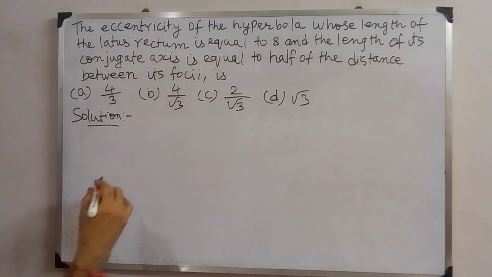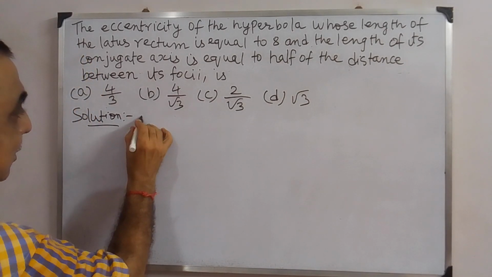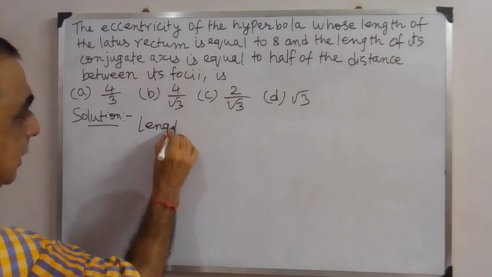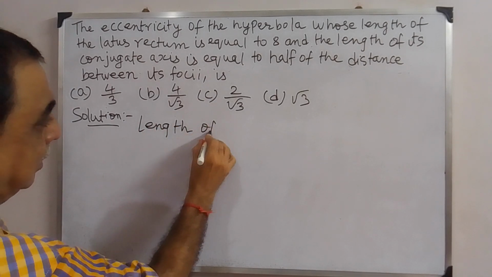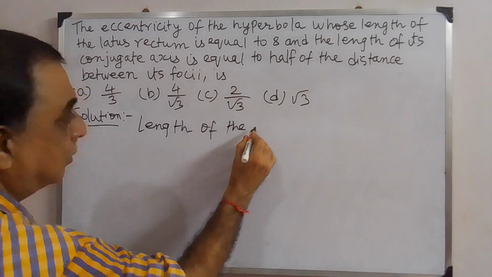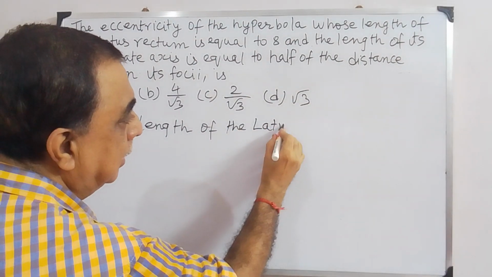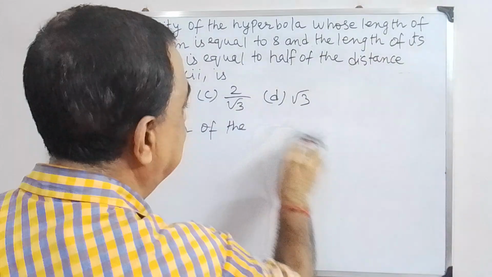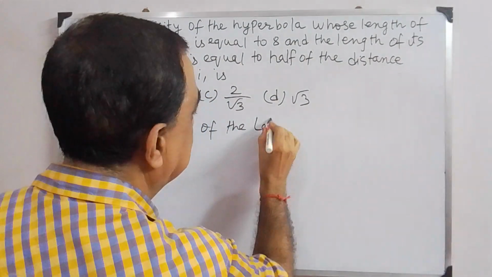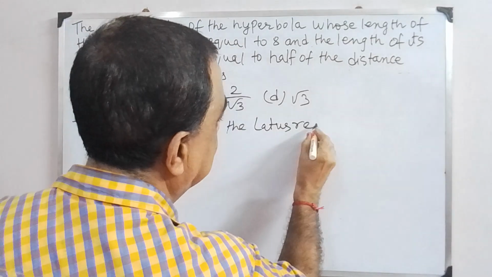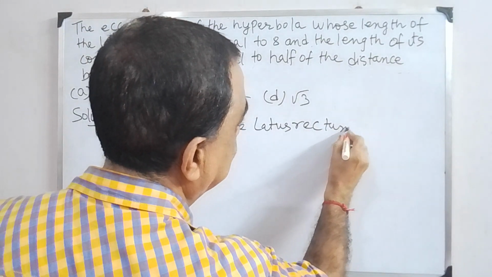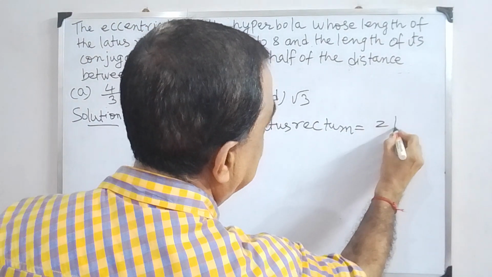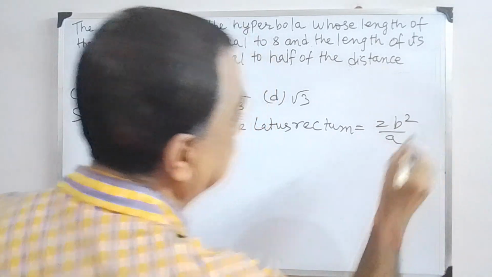Now see here. The length of the latus rectum is how much? The length of the latus rectum, by the formula, is 2b squared by a.